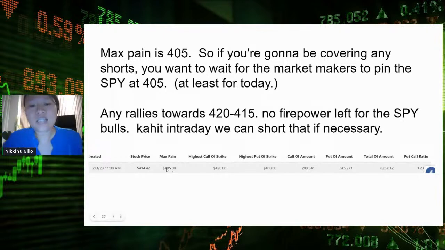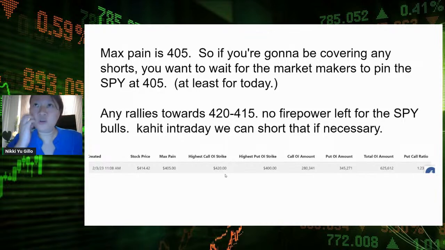So take note that the highest put option strike that was paid for, it means that somebody paid for a 400 put. They paid for 345,000 contracts for that. And then the highest call open interest amount, which is 280,000 volume, paid for a 420 call.